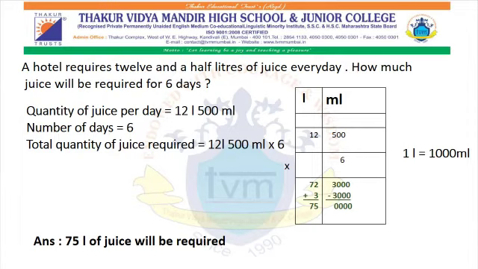Now in the milliliter side, 6 into 500 is 3000 and 12 into 6 is 72. Now again here 1 liter is equal to 1000 milliliters. That means 3000 is exceeding 1000. So what we are going to do is we have to subtract 3000. For subtracting 3000 you have to add 3 in the liter side. So plus 3 in liter side, minus 3000 in milliliter side. So the total answer will be 75 liters. So 75 liters of juice will be required for 6 days.